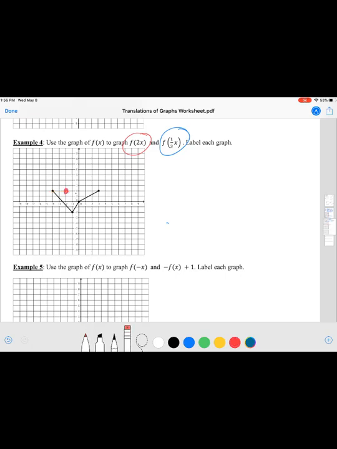So let me erase the rest of this so it doesn't get cluttered. This point right here is at -1. I want to cut that distance in half horizontally, so my new point is going to be half of that, at -1/2.